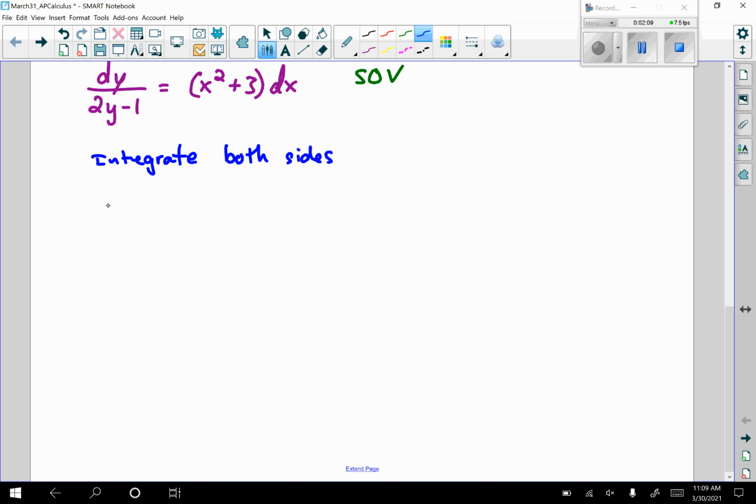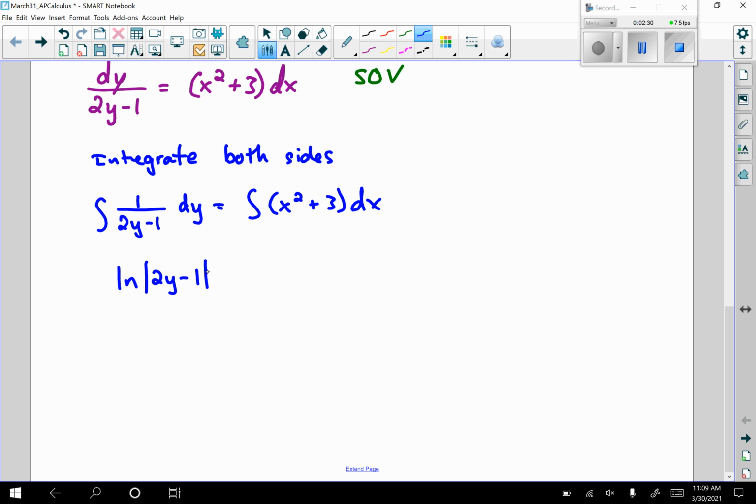So really what I want to show is the integral of 1 over 2y minus 1 dy is going to equal the integral of x squared plus 3 dx. Now we could use substitution. I'm going to try this without though. Because I have 1 over something, I know that's going to be the natural log of the absolute value of 2y minus 1. But if I were to take the derivative of this, I would still get a times 2 at the end, so we need to put a 1/2 out in front. Then technically it's plus a c1. We're going to get constants on both sides. And then over here we're going to have x cubed over 3 plus 3x plus another constant.